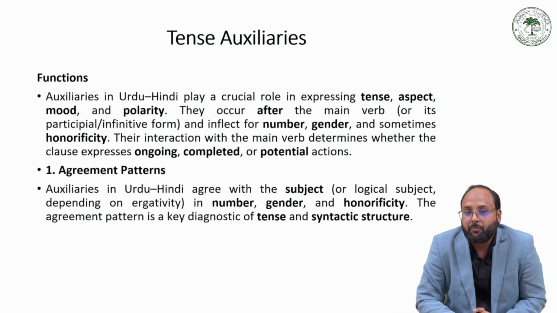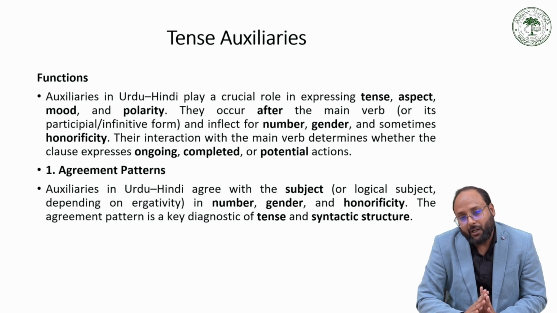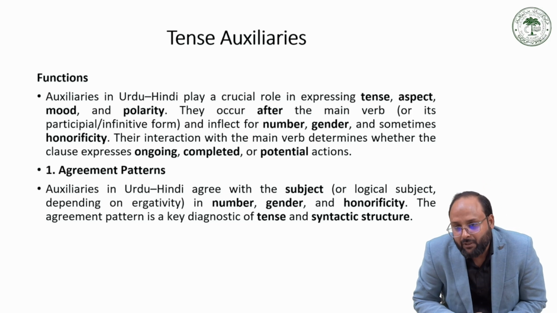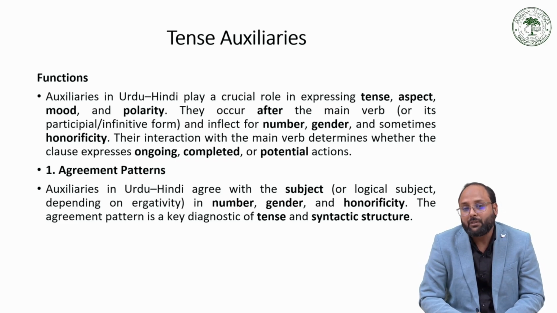So auxiliaries in Urdu Hindi play a crucial role in expressing tense, aspect, mood, and polarity, and they occur after the main verb, or its participle or infinitive forms, and inflect for number, gender, and sometimes honorificity also, when we are using it for a singular subject to express it in a more polite way. So we are using different types of auxiliary, for example the auxiliary we use for plural. Their interaction with the main verb determines whether the clause expresses an ongoing, completed, or potential action.